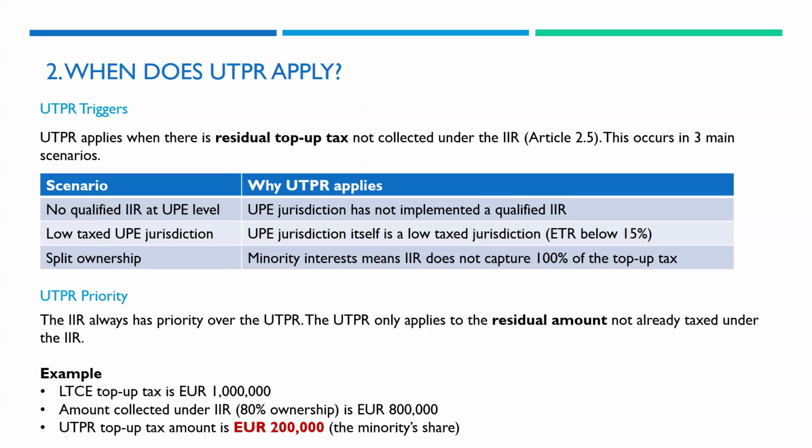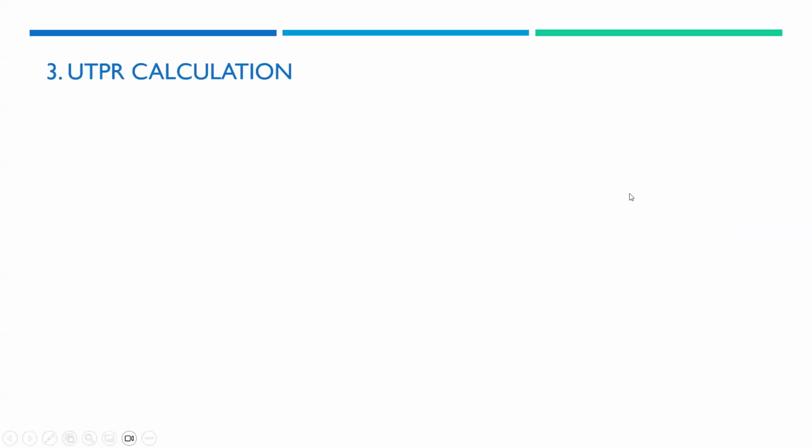So while using UTPR, what you have to always understand is you have to apply IIR first. What is the tax coming under IIR? Only after that should you apply UTPR. You should not apply UTPR before that. So this is something of a pitfall there. Now, how do you calculate UTPR? Now, I told you who is going to pay the UTPR. It is paid by other constituent entities, correct?